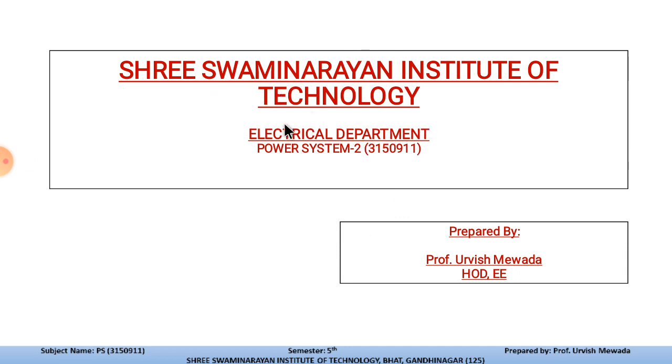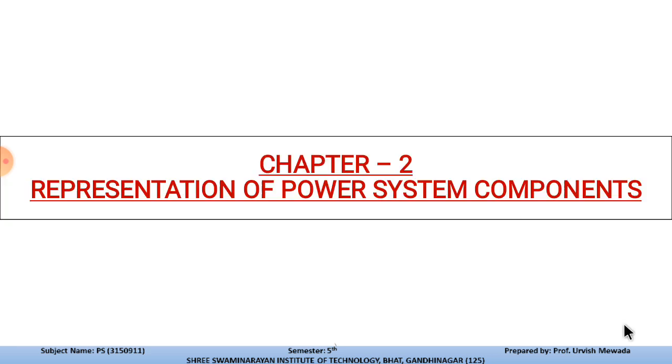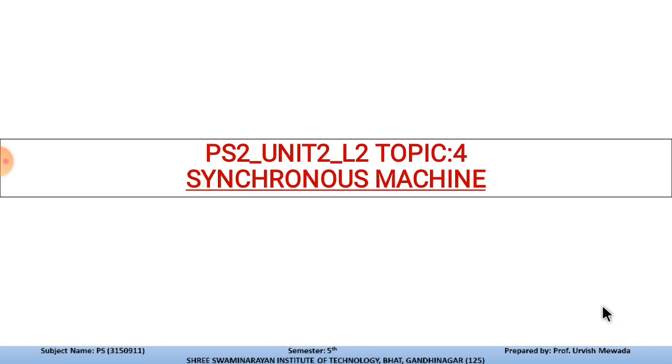I am the subject matter expert of Power System 2, which is in the 5th semester Electrical Engineering, a GTU subject. The subject code of this subject is 3150911. Students, we are discussing chapter number 2, representation of the power system components, and this is our lecture number 2.